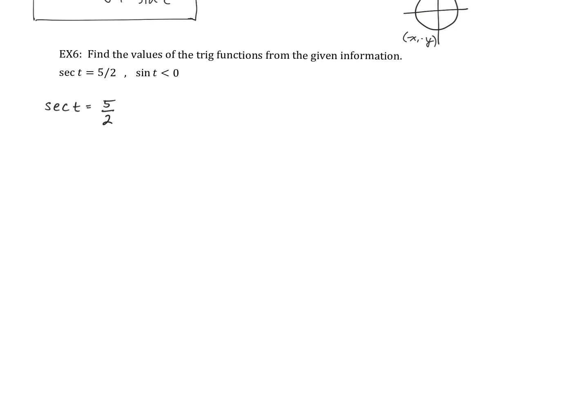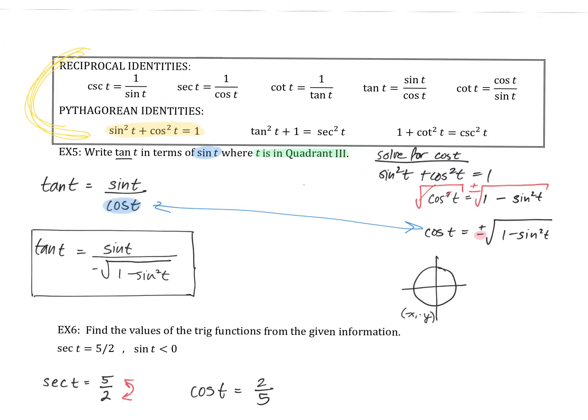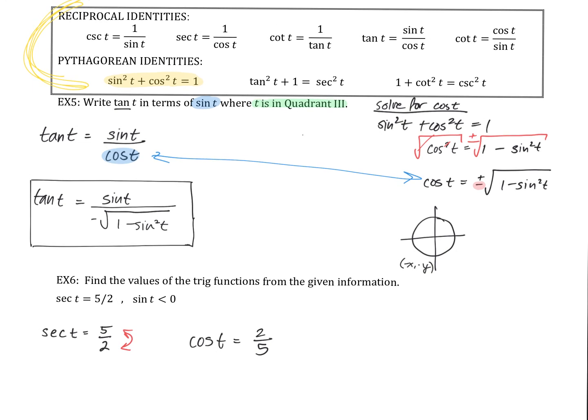What is secant connected to? If you recall, secant is the reciprocal of cosine. So we can find cosine using this. So cosine of t is going to equal the reciprocal of this. So that's going to be 2 over 5. Now we need to figure out a way to find the other 4 functions. Let's see, can I use any of my identities? Well, I knew that secant was 1 over cosine, so I've done that. Now can we use any of the other identities? I only have secant and cosine, so I need to figure out the other ones.